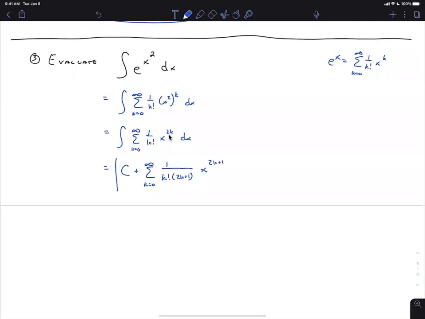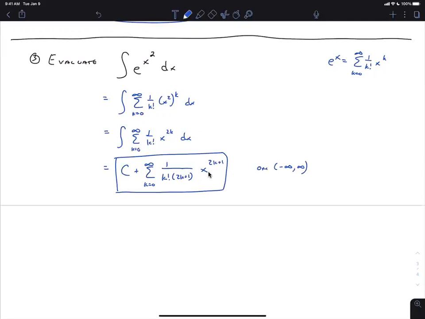And that's not like a normal looking antiderivative, but that's actually the best antiderivative we can get for e to the x squared. So it's equal to this. The interval of convergence is actually negative infinity to infinity.